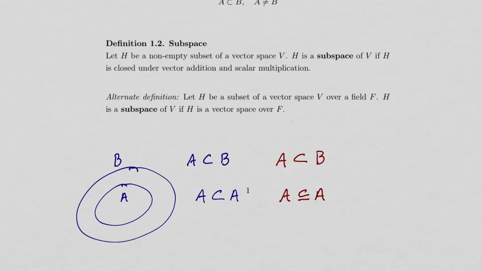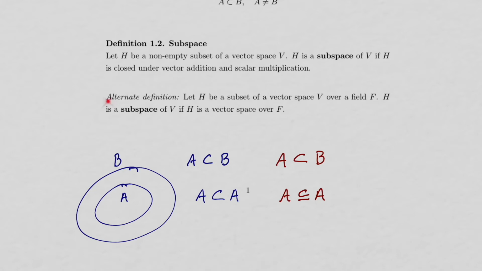Now we come to the main definition. In this section, we define a subspace. So first off, notice the difference in these words, subspace and subset. We just defined a subset. Now we're defining a subspace. They are very similar looking and sounding, subset, subspace. So just be careful not to confuse them. We say let H be a non-empty subset of a vector space V, then H is a subspace of V if H is closed under vector addition and scalar multiplication.